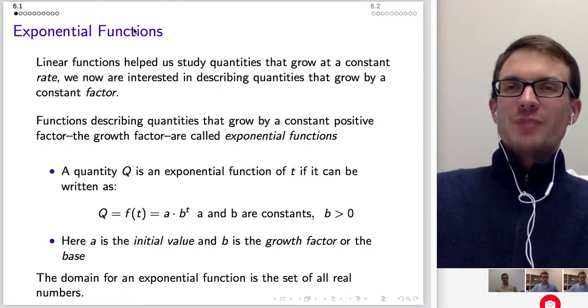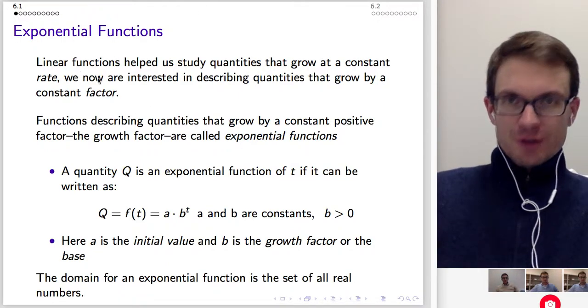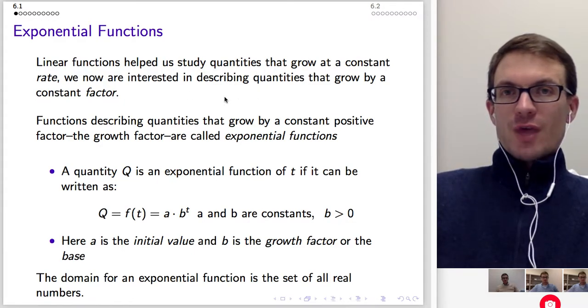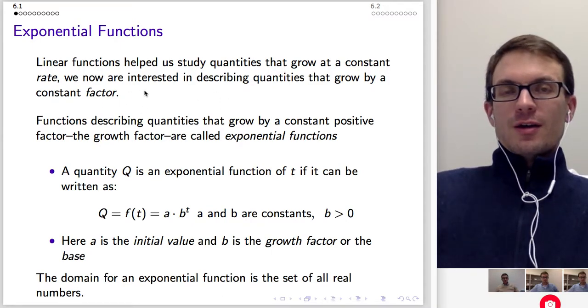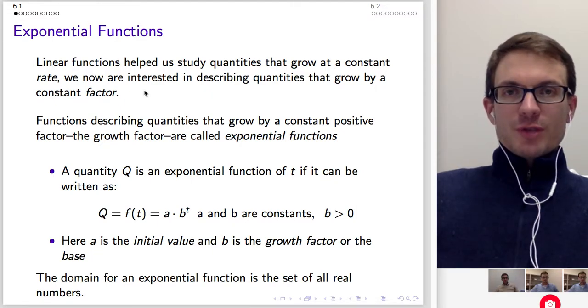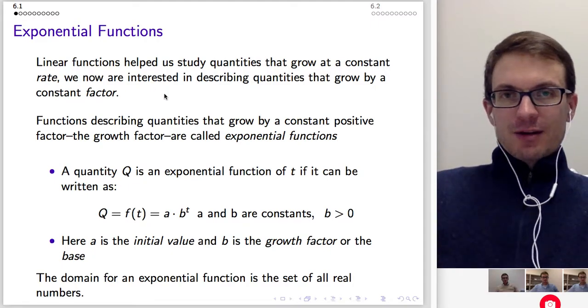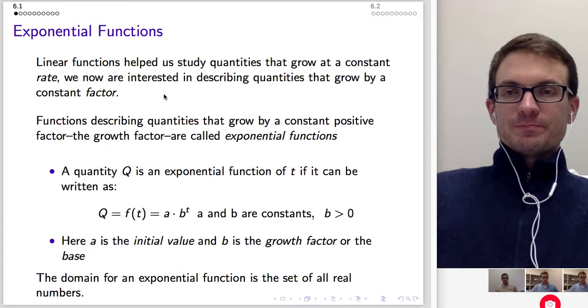So here we're talking about exponential functions. Previously we've talked about linear functions, which allowed us to study quantities growing at a constant rate, right? The rate at which they're growing, that was the slope. The slope was constant at all points along a straight line. So you think of the slope, the interpretation being the effect of a 1 unit increase in the independent variable, or the x variable, on the dependent variable, the y variable.